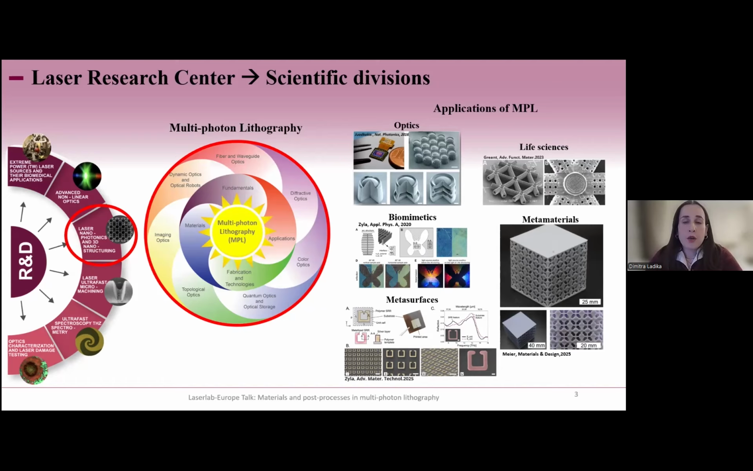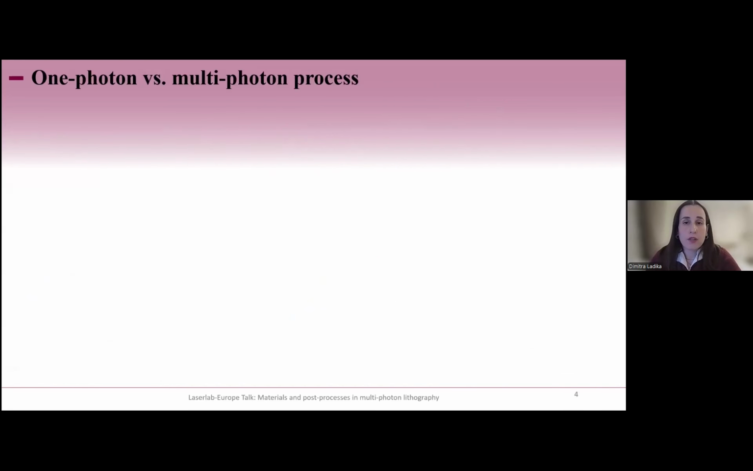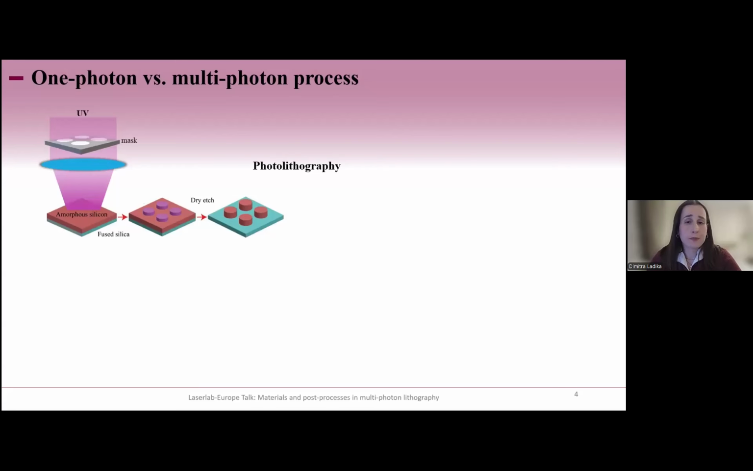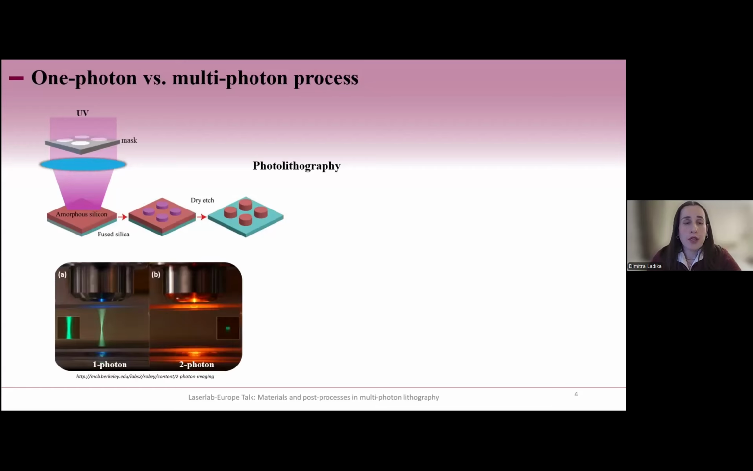But why MPL? There are so many different printing technologies, for example, traditional photolithography, which relies on one-photon absorption. Just a brief explanation: it starts with a liquid sample that is exposed under UV light, and through a mask it becomes bulk, and we have the final structure after the development.